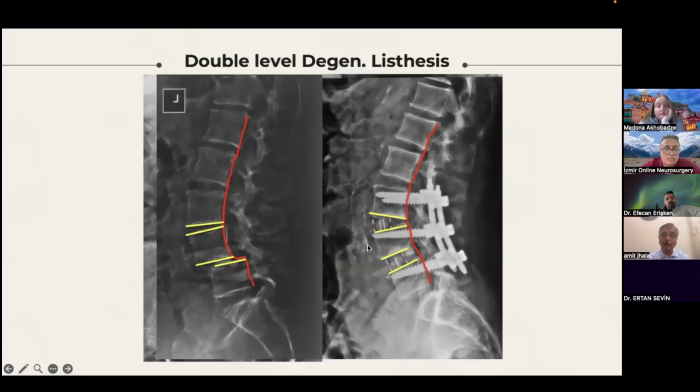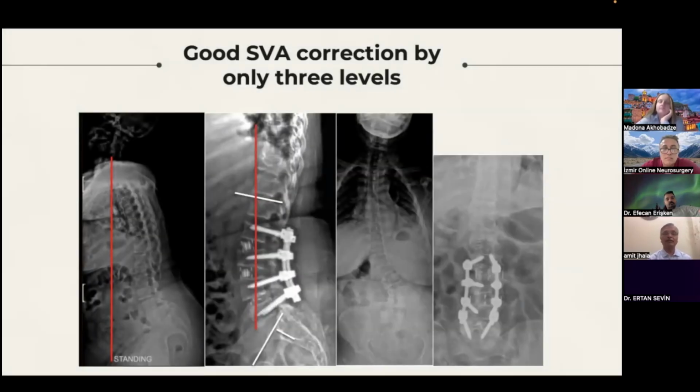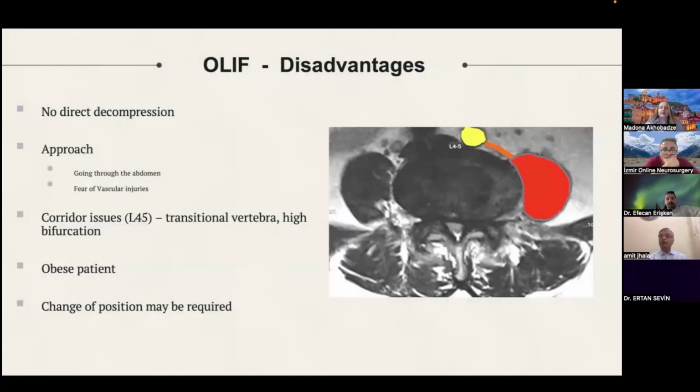So if you want a good lordosis, I think OLIF is one of the better approaches to get good sagittal alignment. And you can see this is a positive balance. Just by doing a 3-level, you can get a very good segmental lordosis as well as lumbar lordosis, and you can get a complete correction. So OLIF is good in all aspects except it does not give a direct decompression.